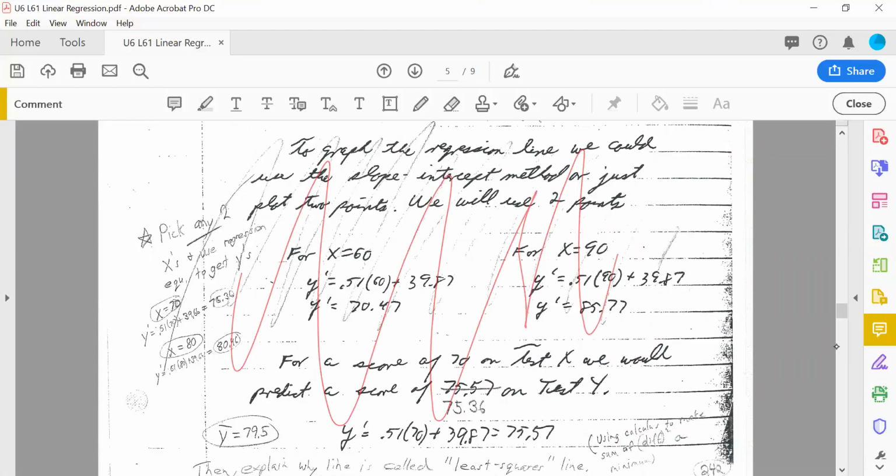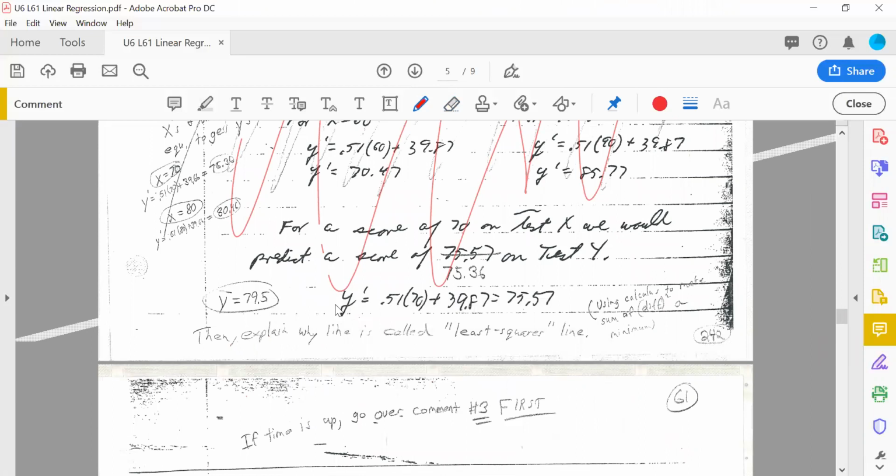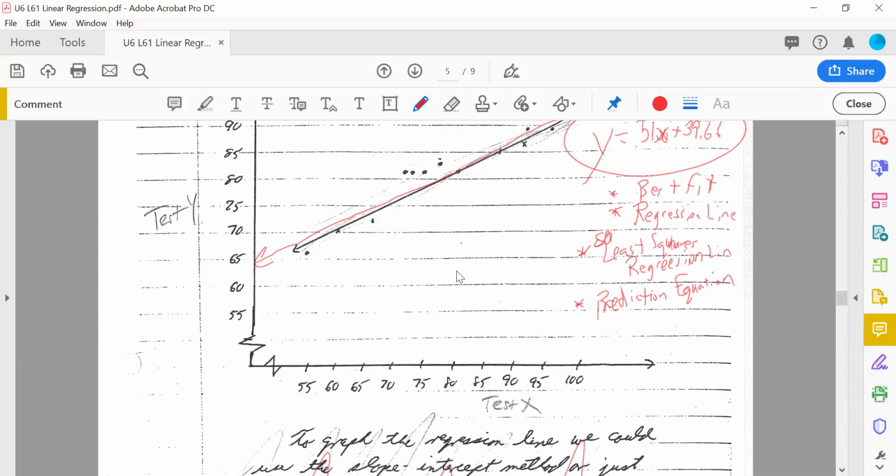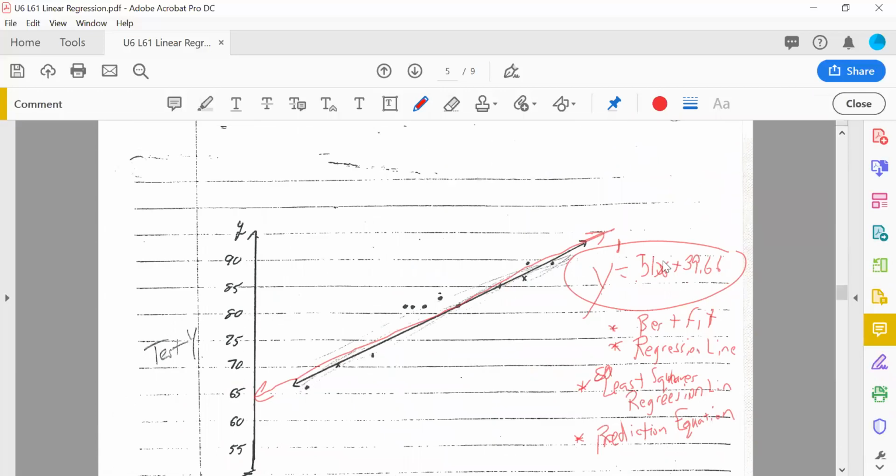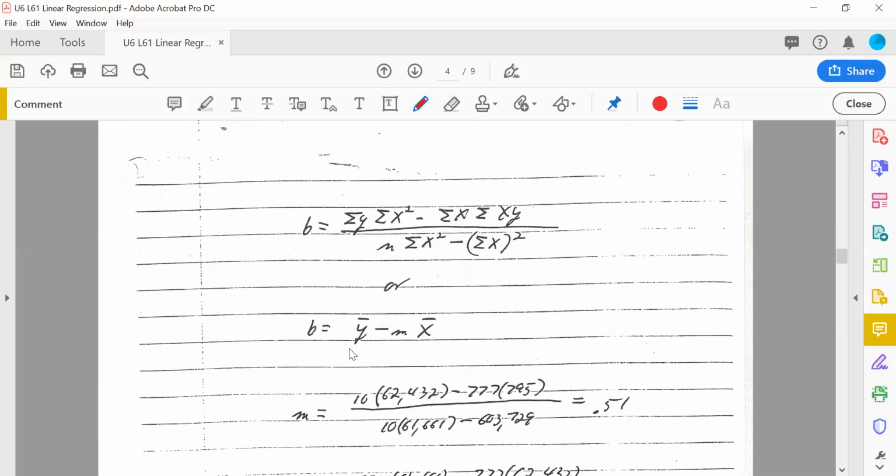Okay, so actually, let me erase part of this. And you want to keep some of that right there. I don't know what just happened, but you want to keep this. Here we go, and this is the end. For a score of 70 on test X, we would predict a score of, how do we get 75.36? Well, why not just go Algebra 1 style? Take the X value that they give, and remember, where am I getting this from? Scroll back up.